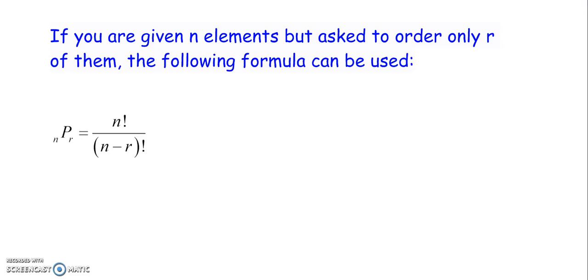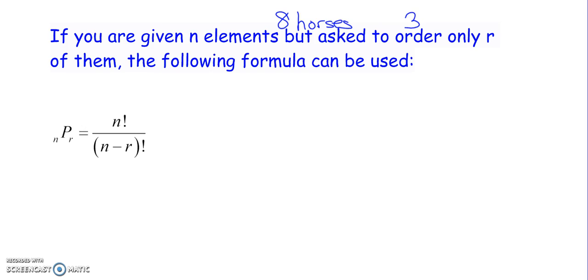So hopefully you just watched the previous video and you saw the horse problem, because now we build off of that. We said there were 8 horses, but you only needed to order 3 of them. There's a formula for that mathematically. If you're given n elements, but you only have to order r of them, right? So in the last one, we had 8 horses, but only wanted to order 3 of them. All right. So we only wanted to put 3 of them in order.